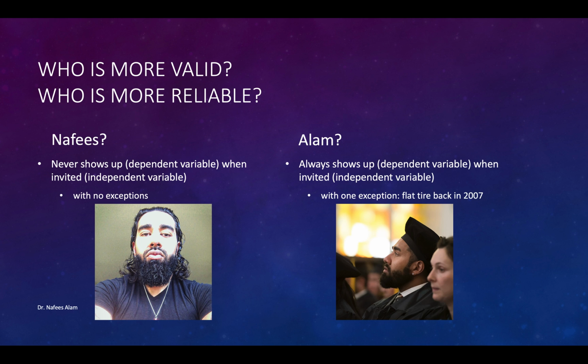we operate in the world of language, in the world of English. So we're not going to say that Nafees is more reliable, because it'd be weird to say it in that kind of way in the English language. But scientifically speaking, Nafees is the more reliable friend. Alam is the lesser of the two friends when it comes to reliability, and Alam is the more valid friend.